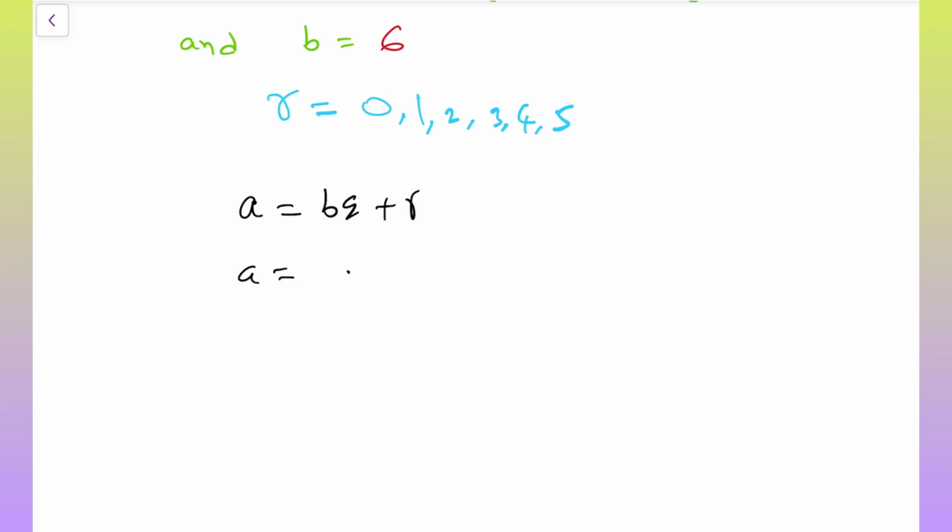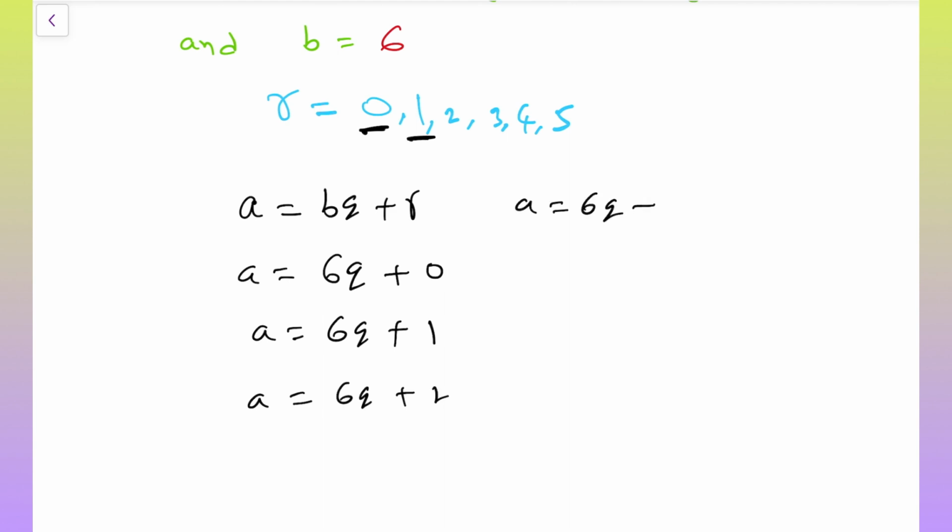So a equals, b value is 6, right? So 6q plus remainder 0. Then a equals 6q plus, here the first remainder is complete, the next remainder is 1. a equals 6q plus 1. The same way a equals 6q plus 2. Then a equals 6q plus 3. Then a equals 6q plus 4. a equals 6q plus 5. Finished. All the possible remainders I substituted.